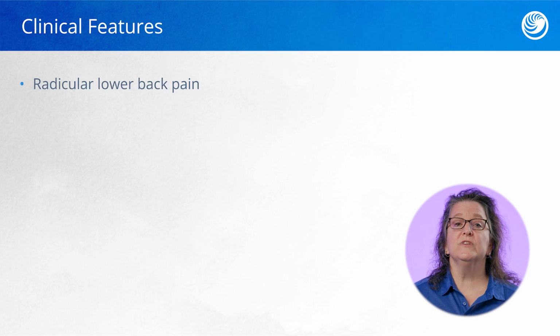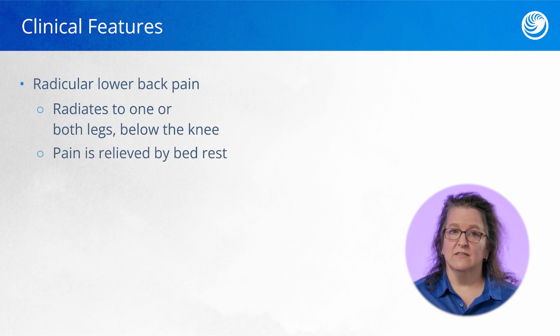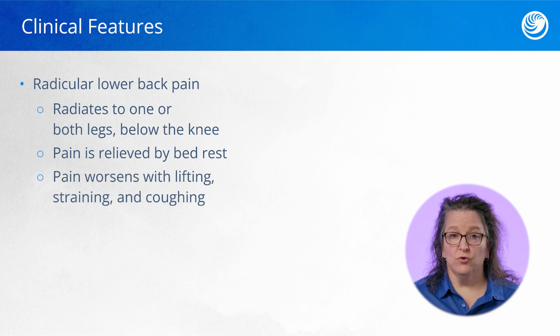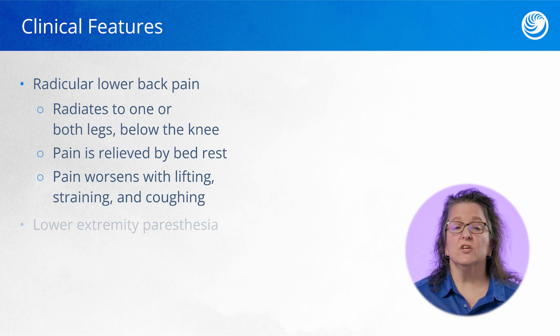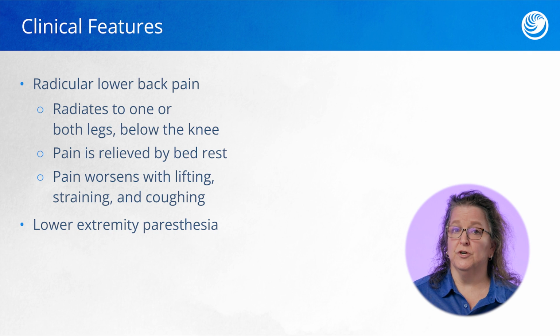Clinical features include radicular lower back pain. This is back pain that starts in the back but radiates to the legs below the knees, and it's relieved with bed rest. This pain normally is exacerbated by any actions that increase intraspinal pressure, like lifting or coughing or straining. Clients may also experience lower extremity paresthesia. This can happen in one leg or both legs, depending upon where that area of injury occurs. That paresthesia is tingling or prickling like needles and pins.